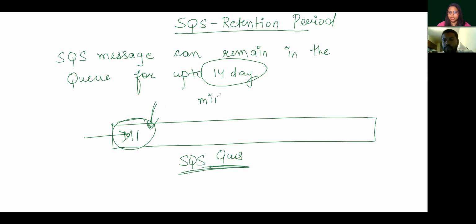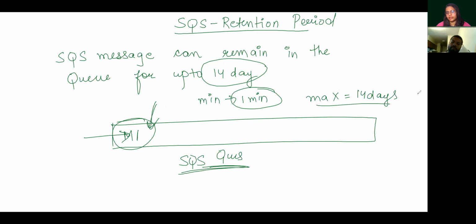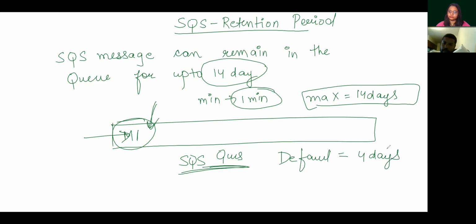The minimum retention time that a message can live in the SQS is 1 minute. The minimum is 1 minute and the maximum is 14 days. Getting it? Okay, got it. And the default that Amazon has already set is 4 days. You can change it, but if you're not setting anything, then the message will remain for 4 days in the queue.